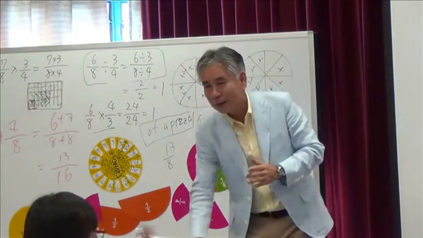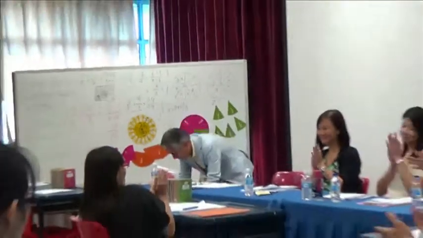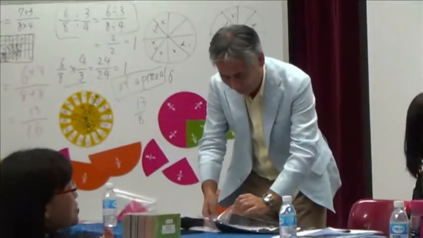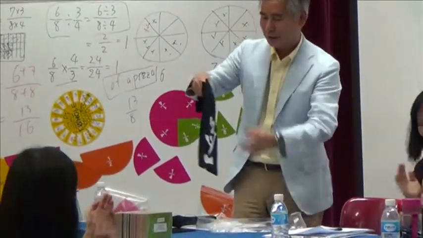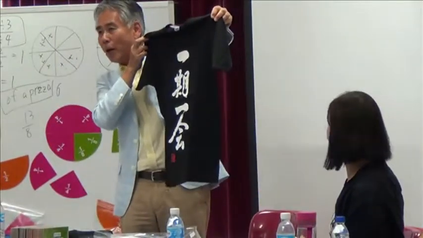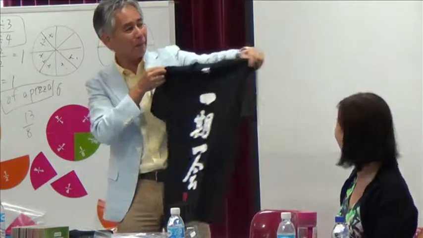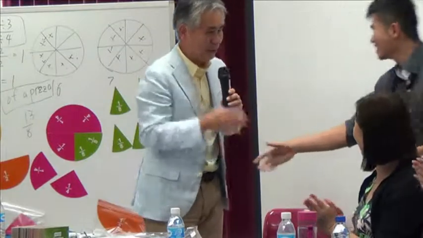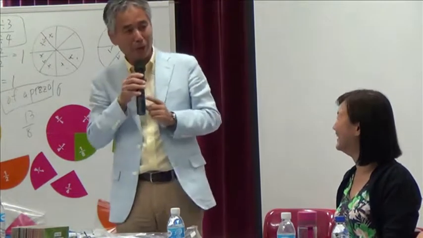And then again, I have a gift for the teacher who taught this lesson. So this is a t-shirt. So one life, one chance, right? Thank you very much. Because you are risk taking, we can learn a lot, right? So one chance, one life. Thank you very much.